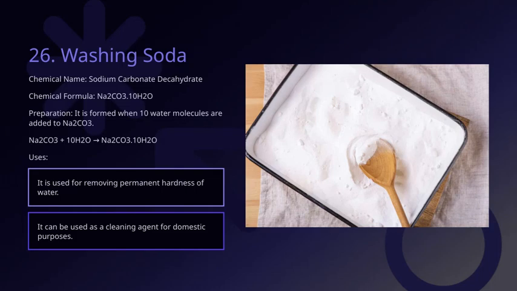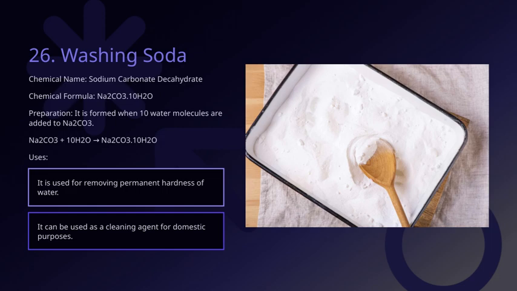Washing soda, which is chemically known as sodium carbonate decahydrate, has quite a few practical uses. One of its common applications is as a cleaning agent in our homes. It's especially useful for removing tough stains and grease, making cleaning more effective and easier. Another important point is that washing soda helps in removing the permanent hardness of water. Hard water contains minerals like calcium and magnesium, which can cause issues like soap scum and scale buildup. By using washing soda, we can soften the water and improve the efficiency of cleaning and laundry processes.